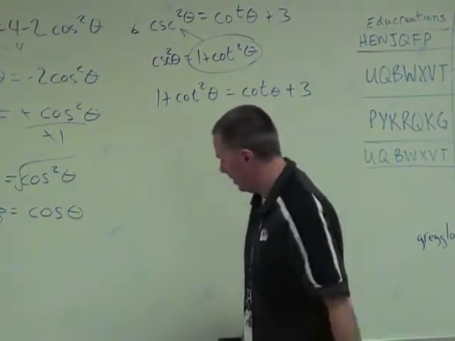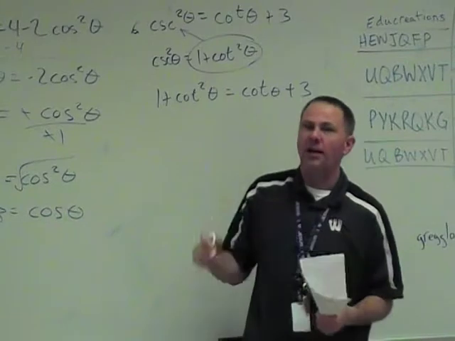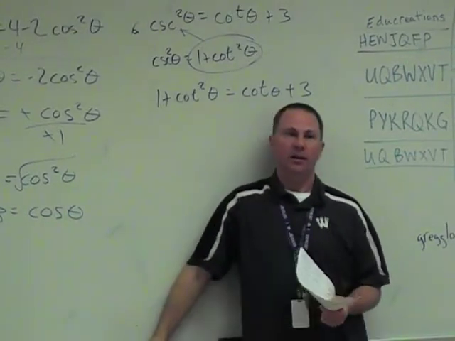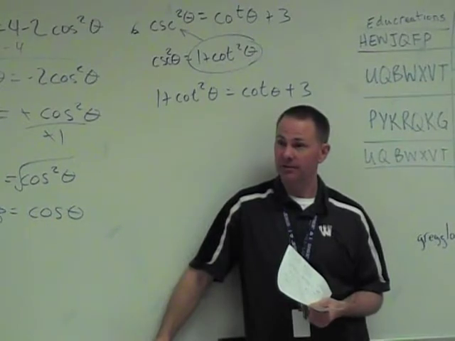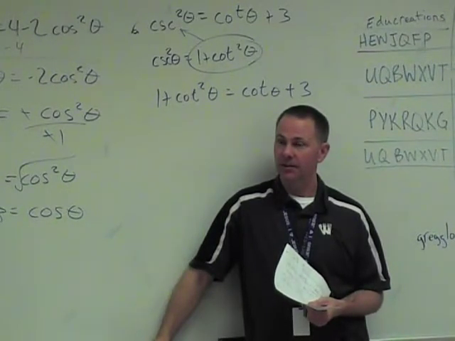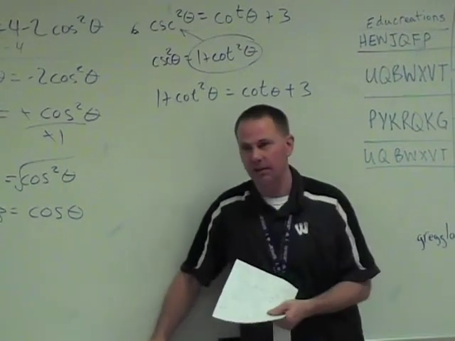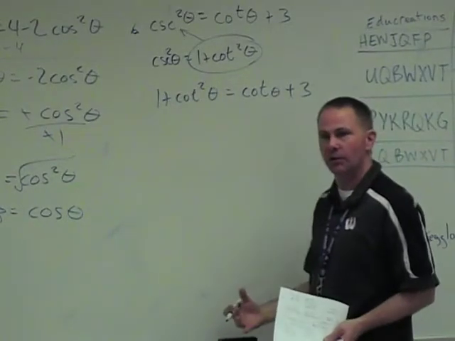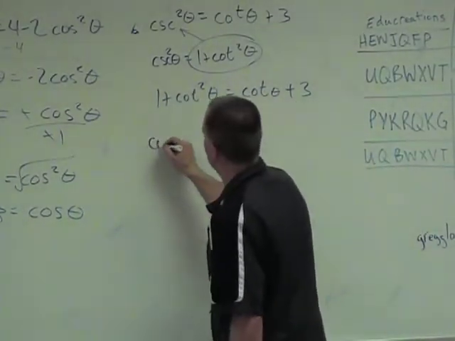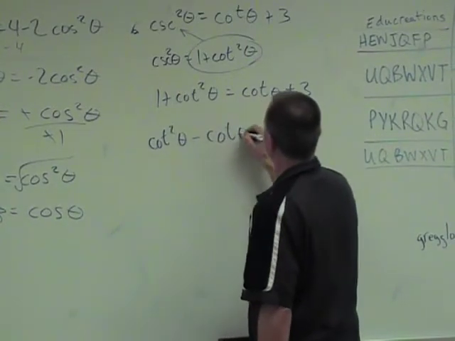And I say, uh-oh, I have like an x squared, and I have an x, and I have some other numbers. That's what I see when I look at that. And I immediately start thinking, maybe I have a trinomial here. And it's the same process. Just because you have trig functions doesn't mean anything different needs to happen. So I'm going to try and put everything on one side and try to get a trinomial. So cotangent squared of theta minus cotangent of theta.